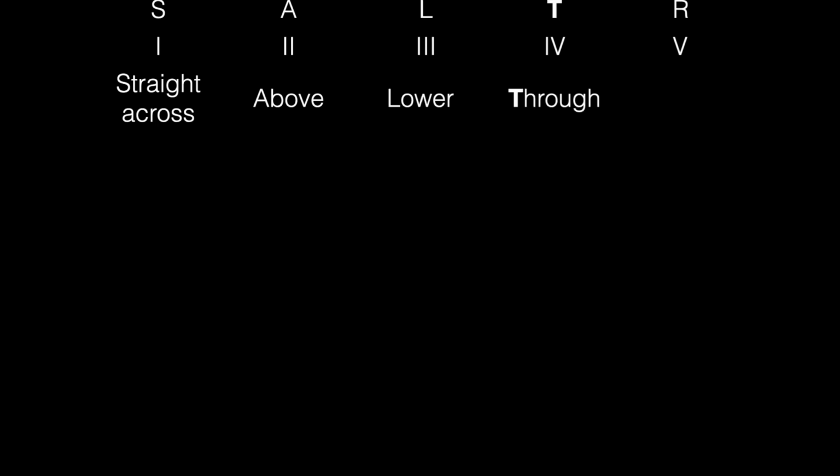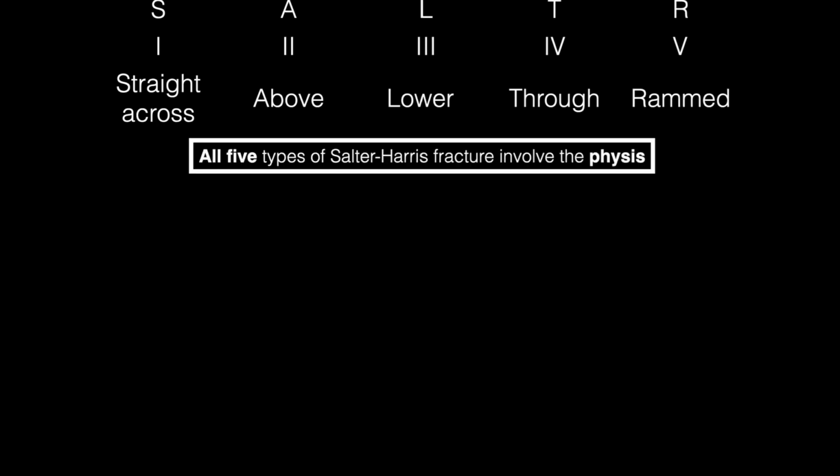The letters will stand for the following terms: straight across, which corresponds to Salter-Harris fracture type 1, above, which corresponds to type 2, lower for type 3, through for type 4, and rammed for type 5. I'll explain why these make sense in a second. What's important to realize is that every type of Salter-Harris fracture, 1 through 5, all somehow involve the fracture going through the growth plate. The numbers help differentiate, for example, what other parts of the bone the fracture goes through, the angle at which the fracture line sits, and etc.